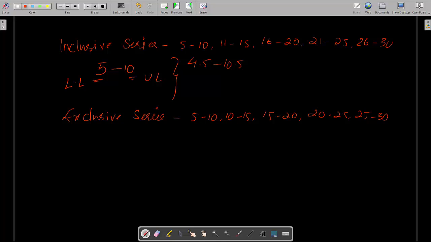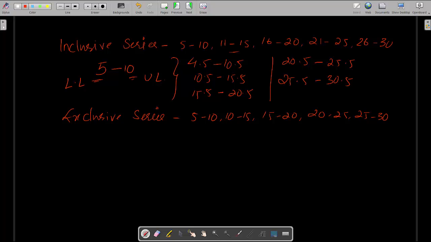Like 11 to 15. For this one, if you subtract, you will get 10.5, and if you add here, 15.5. Then 15.5 to 20.5. For this one, 20.5 to 25.5. For this one, 25.5 to 30.5. Now you see, it is repeating, right? 10.5, 15.5, 20.5, 25.5. So now you can say that this one is an exclusive series, okay?